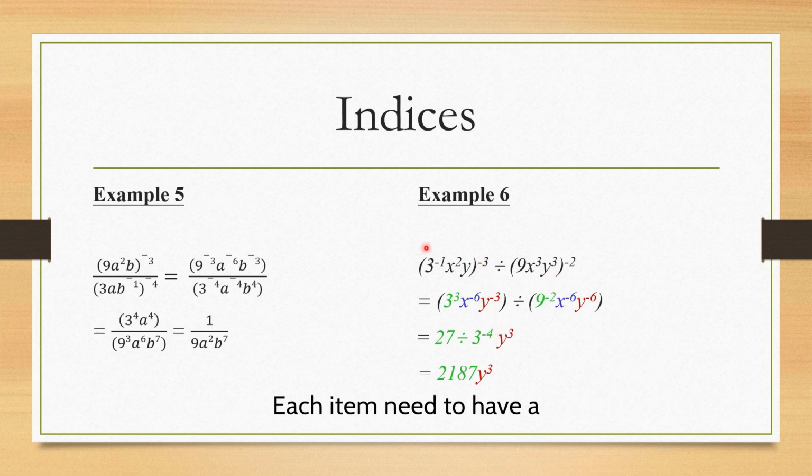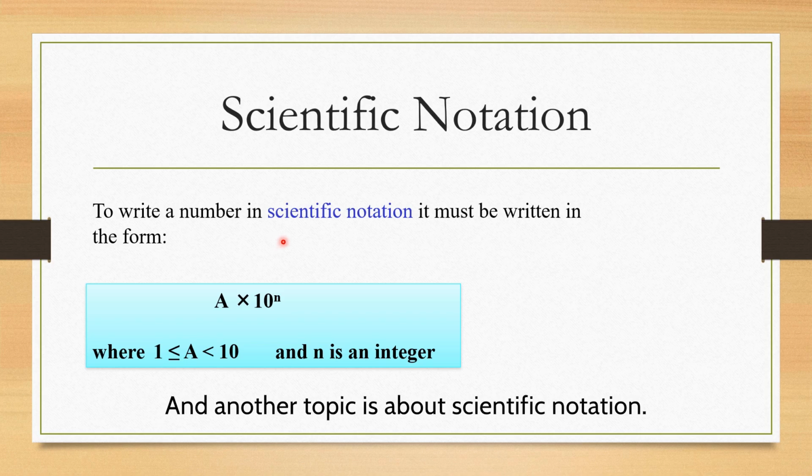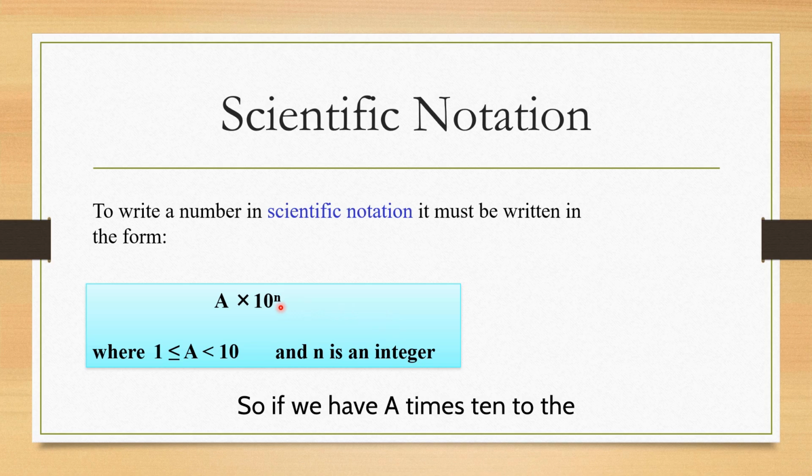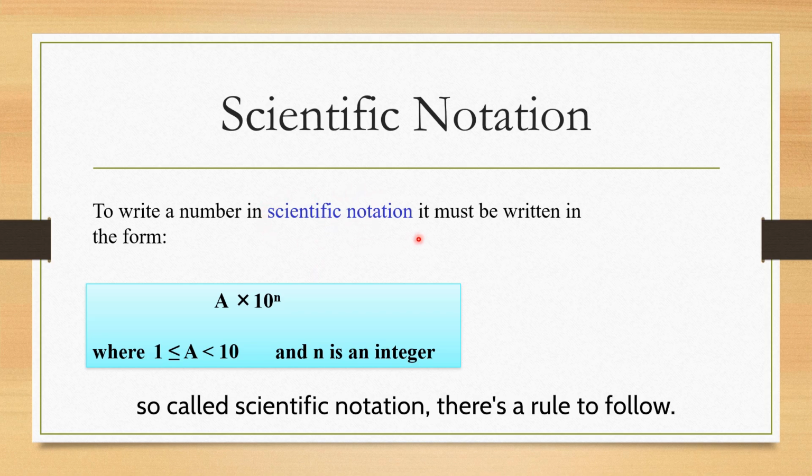Each item needs to have a relationship with the index outside. There are some similar expressions as well. And another topic is about scientific notation. So if we have a times 10 to the power n, or we should say when we express so-called scientific notation, there is a rule to follow.